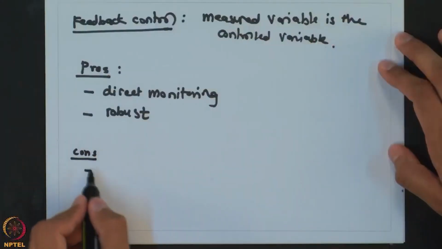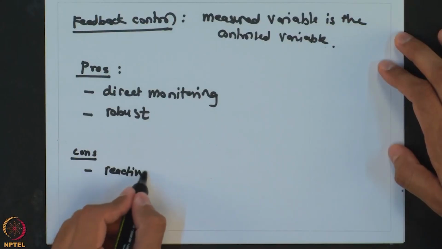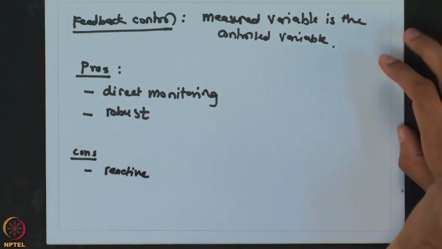In addition to that, there are some cons as well, like it is reactive, that it will take action only when the disturbance has affected the system, and we will see how that effect can be minimized by effectively designing this feedback control strategy. Now when I said feedback control is one of the most commonly used control strategies in industry, the actual correct way of saying that statement would be it is one of the most commonly used control strategies by man as well as nature.